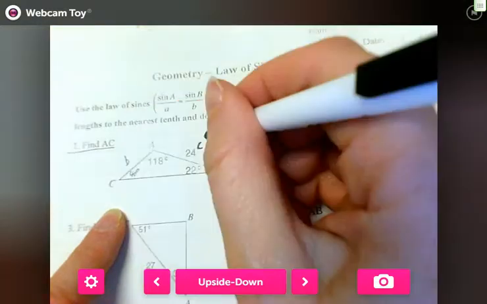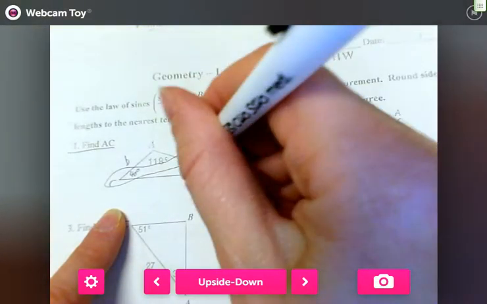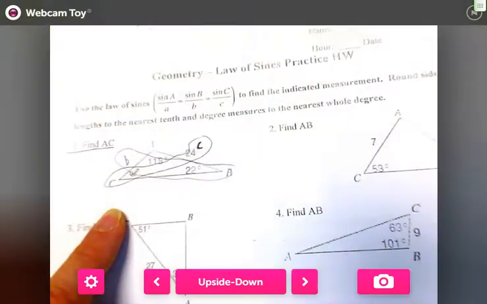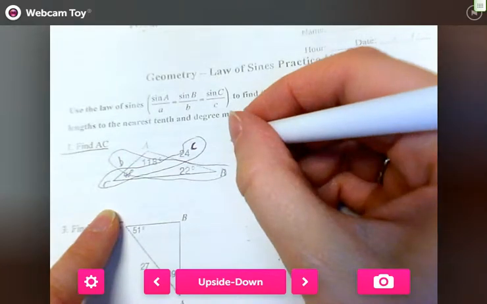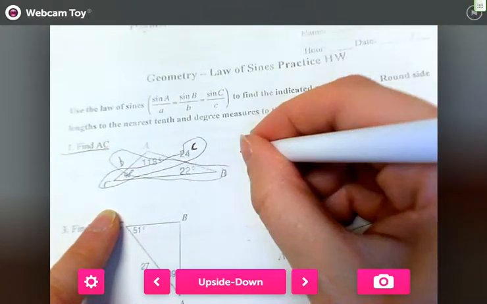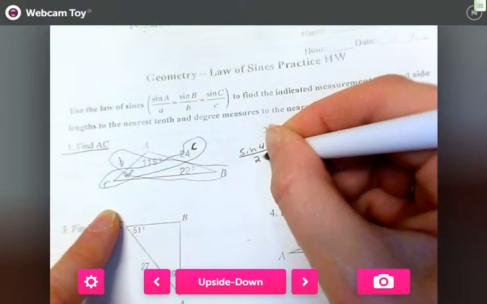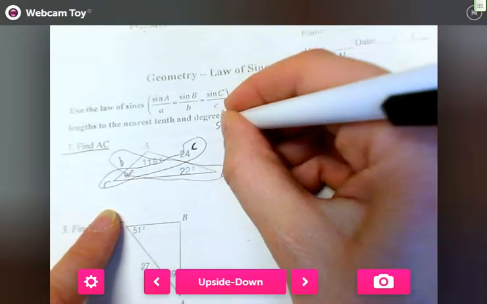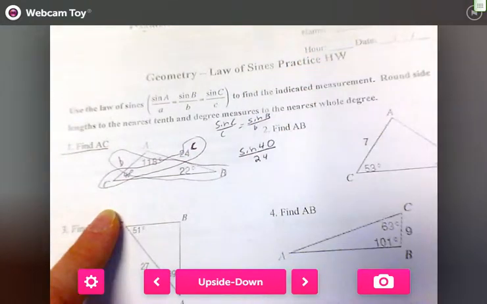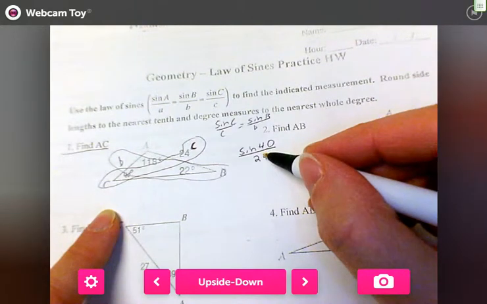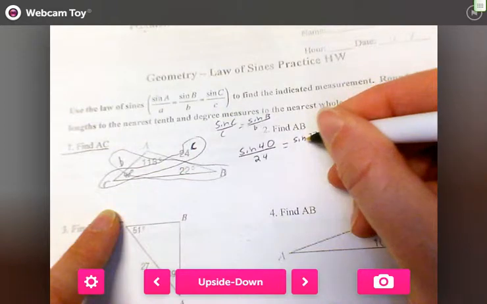Okay, so I'm going to use C, and I'm going to use B. Those are the ones I'm going to use. So I'm going to go sine of 40 over little c, which is 24. So see, I'm using sine of C over little c equals sine of B over little b. So I'm now replacing it with numbers. Sine of 40 over 24 equals sine of 22 over b.